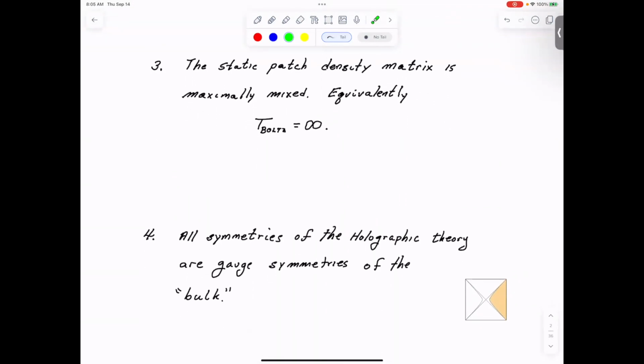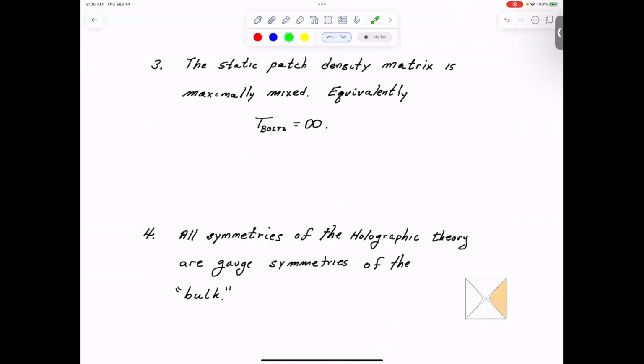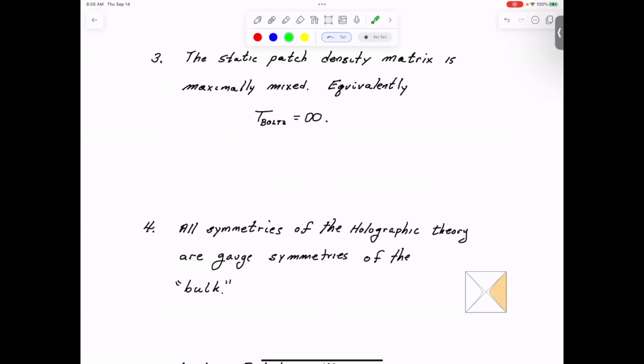Four, all of the symmetries of the holographic theory are gauge symmetries of the bulk. All of the symmetries of the quantum mechanics of the holographic theory are gauge symmetries of the bulk, and by the bulk I mean the static patch. All of those, I think, are fairly straightforward.